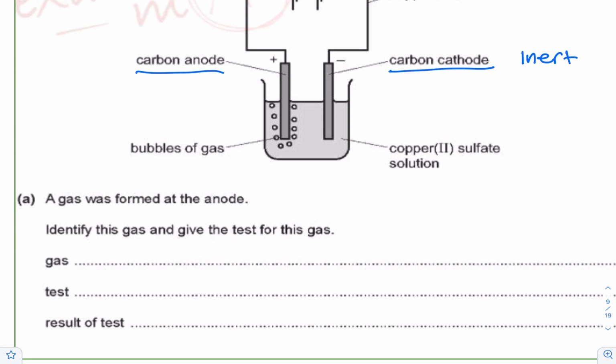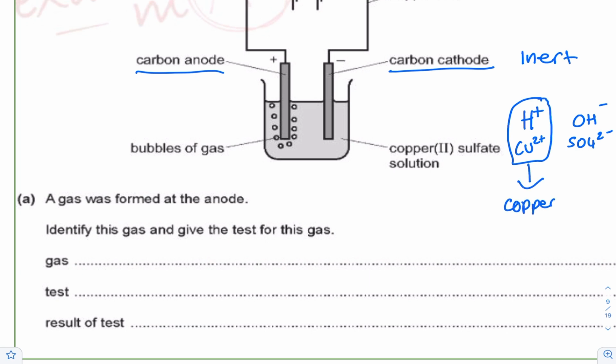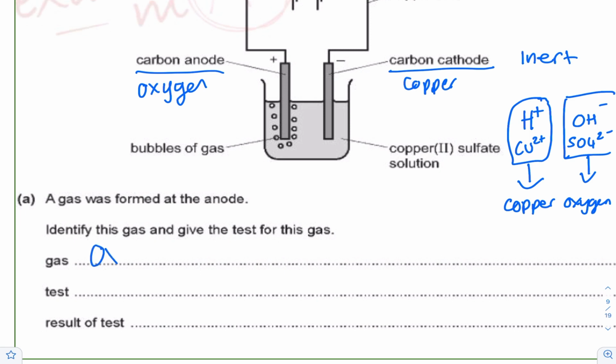Well, of course, in our electrolysis solution, we've got H plus and OH minus from the water, but we've also got SO4 2 minus, and we've got Cu2 plus. Of these two, which is the least reactive? Well, copper is the least reactive, so at the cathode we are going to get copper formed. And out of these two, remember, sulfate will never ever form, so we get oxygen. So there'll be oxygen formed at the anode. So the gas is oxygen.